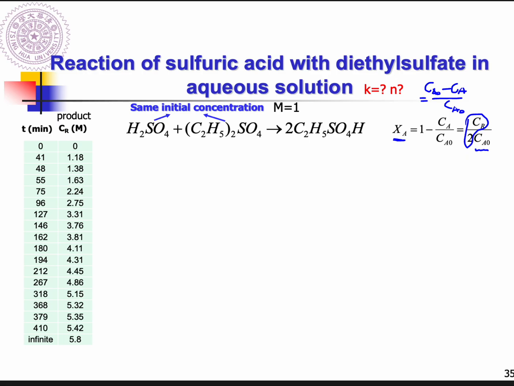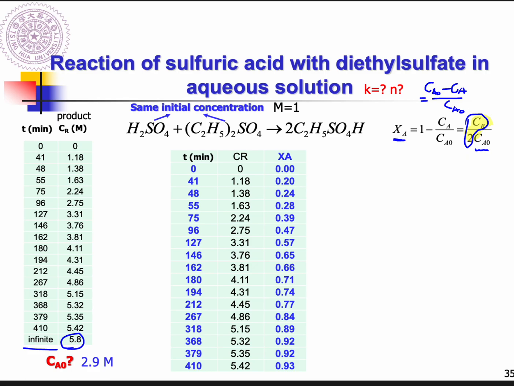So when you check here, the infinity means when the time reaches infinity, it can be considered the total reaction. The reaction is already complete, right? So the Cr you got is 5.8. So you got the Ca0 should be 2.9, which is 5.8 divided by 2. So based on this, we already know this one and also Cr. So you can get the XA as a function of time expressed like this.